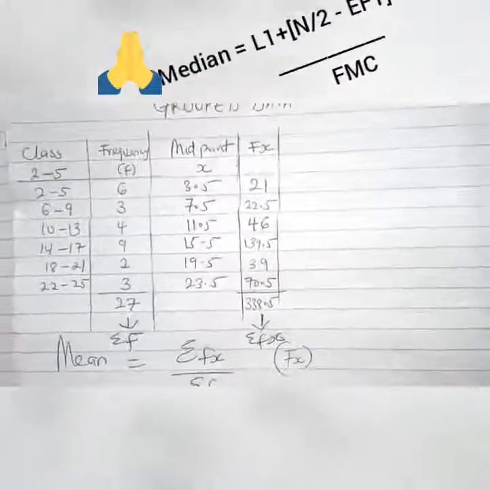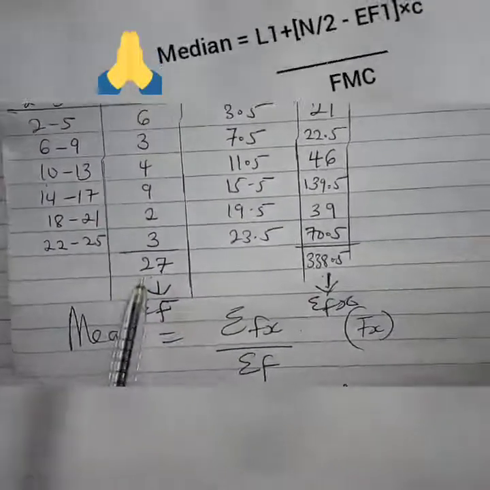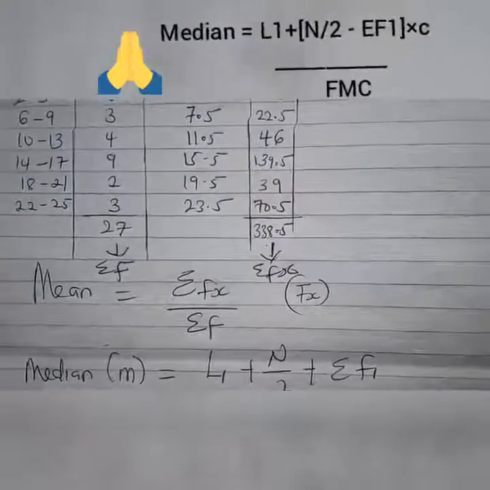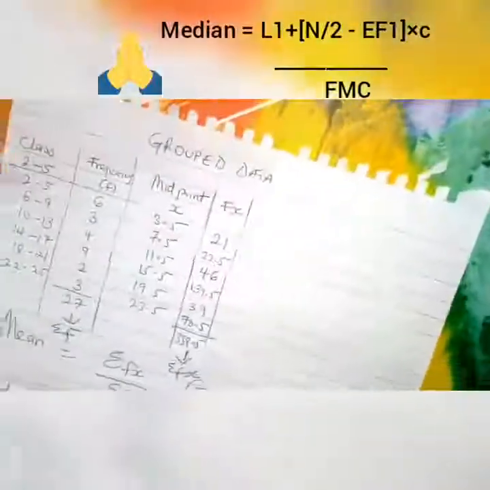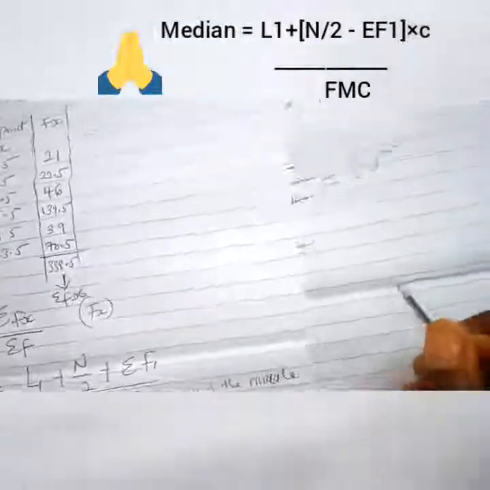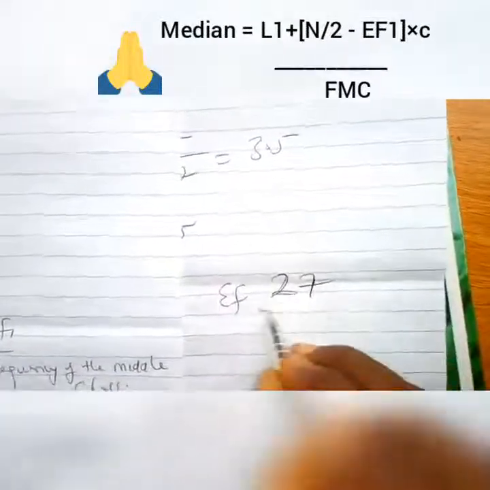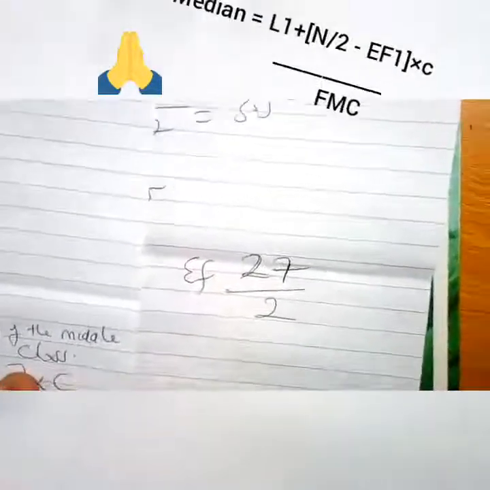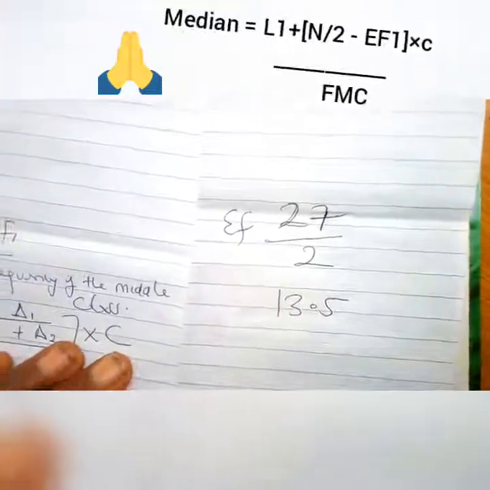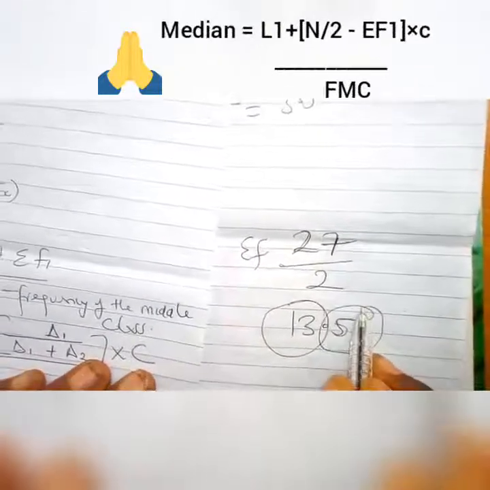Now the summation of our frequency data is what? 27. That is our summation F, which is 27. For us to know the median, we have to write down the total number of the frequency. You know, the total number is 27. We have our frequency as 27. The summation F is what? 27. Then you divide it by 2. So the division of this is what? 13.5. That means after the counting of 13, you will have your median. I hope you get that.